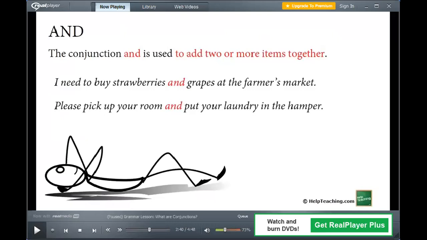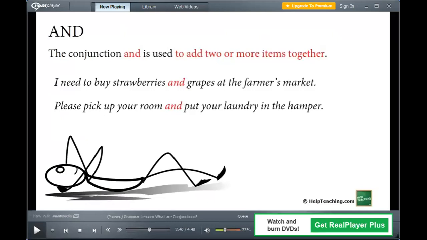For example, you say, I need to buy strawberries and grapes at the farmer's market. So, grapes and strawberries connected by and, joined together by and.